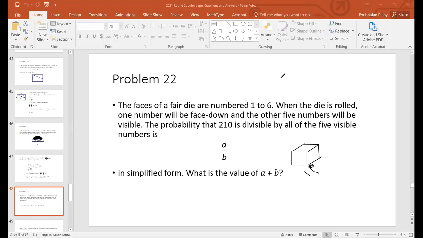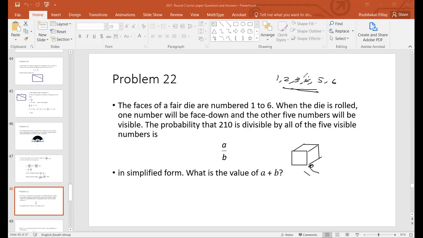Right, so the numbers in a die are 1, 2, 3, 4, 5, 6. Now, 210 is divisible by the 5 visible numbers. You can see clearly that one of these numbers does not go into 210 quickly. Anybody can see it quickly? 4. Because the last 2 digits is 10, isn't it? And 4 is not a factor of 10, isn't it?